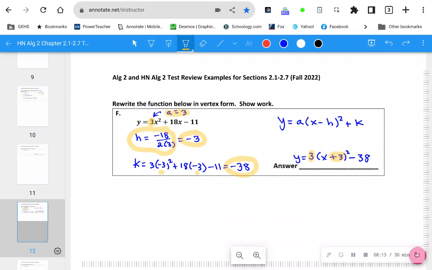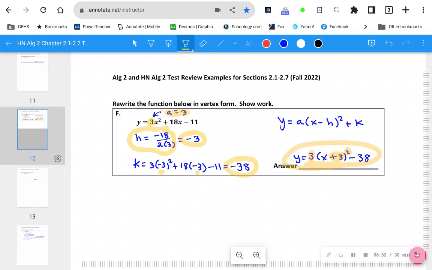So here's your answer. y equals 3 times the quantity x plus 3 squared minus 38. Now, make sure you get that squared on there. It's easy to forget that. And that's necessary in order to make it into a parabola.